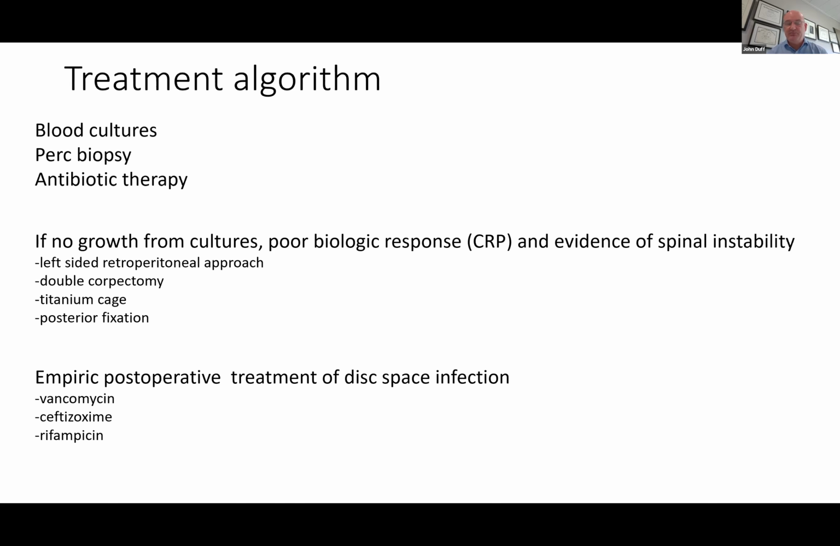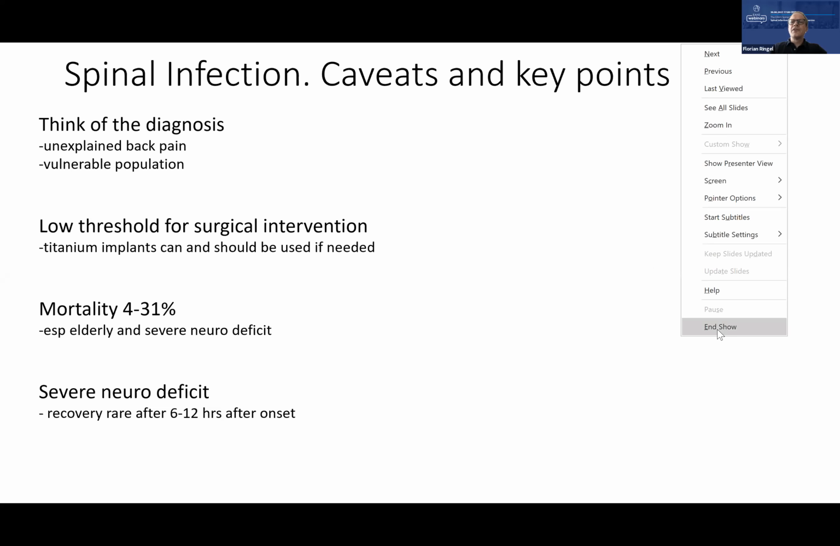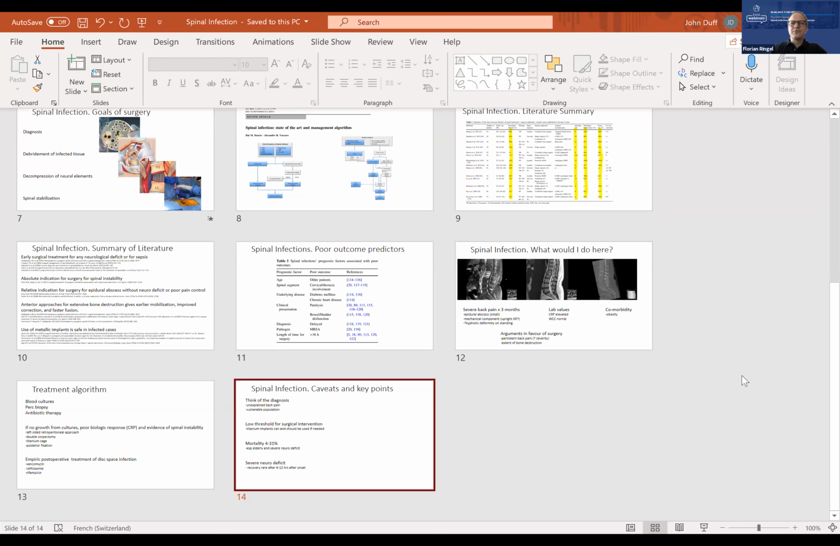So that's my argument in favor for this case, and I'd like now to hand over to Andreas so he can give us the argument for medical management. Thank you. Well, thank you, John. Great overview. And now we hear Andreas for the conservative treatment.